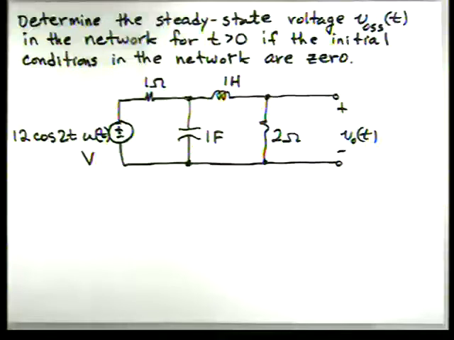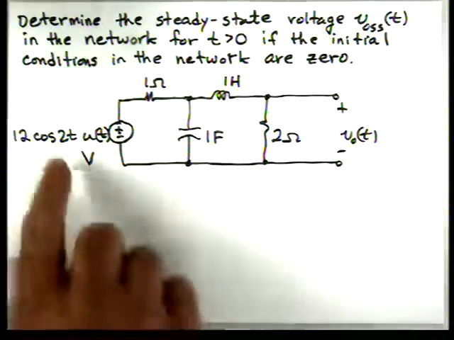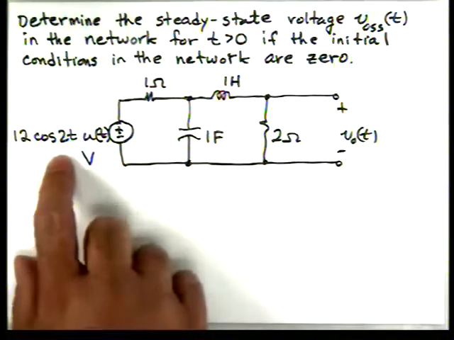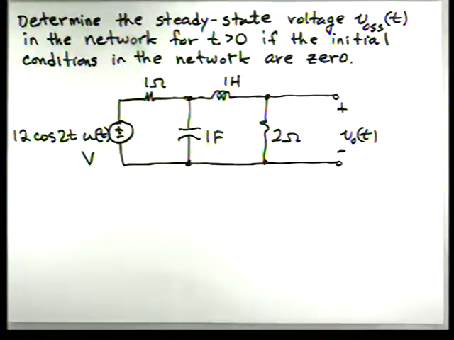Okay, in this problem we are asked to determine the steady state voltage V0 SS of t in the network for t greater than 0 if the initial conditions of the network are 0. There's our circuit. You can see we have a cosine source, a sinusoidal input. Initial conditions are 0. So the way that we'll start off here is we'll need to draw the S-domain circuit and begin to do an analysis.